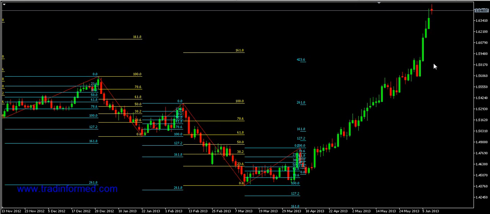In fact we can see this gamely attempting to act as resistance, the 423.6% level, but the price again breaks through, and we lead to the most recent daily moves from last week and today, when we've made yet another open with a gap.